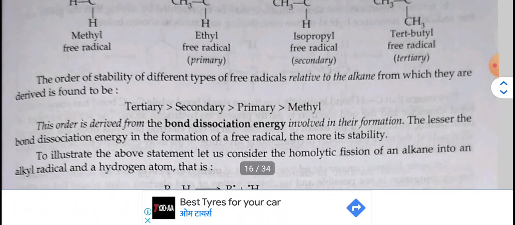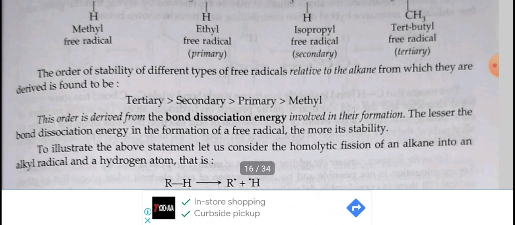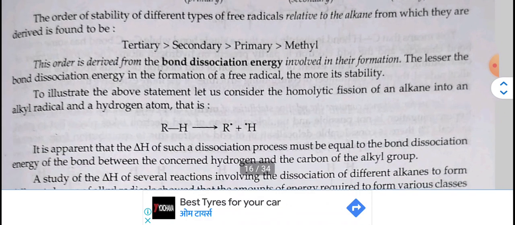The order of stability of different types of free radicals relative to the alkanes from which they are derived is found to be: tertiary, then secondary, then primary, then methyl. This order is derived from the bond dissociation energy involved in their formation. The lesser the bond dissociation energy in the formation of a free radical, the more its stability.